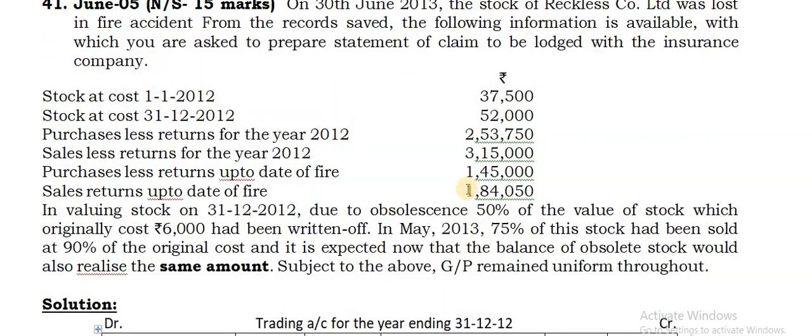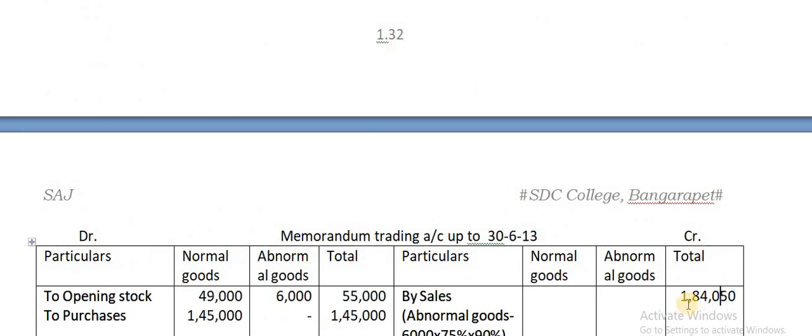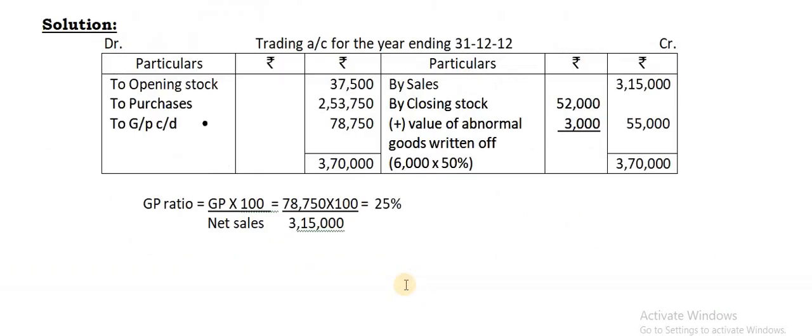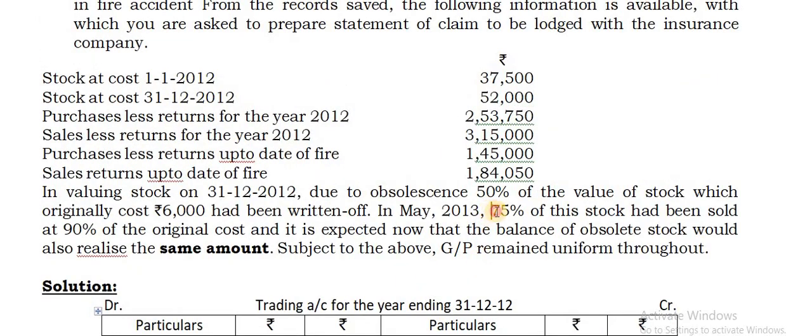The total sales is given here. How much is the total sales? You can find 1,84,050. So that you write in the total column. In that there is an abnormal line of goods, which is given here: 75% of this stock had been sold at 90% of the original cost.